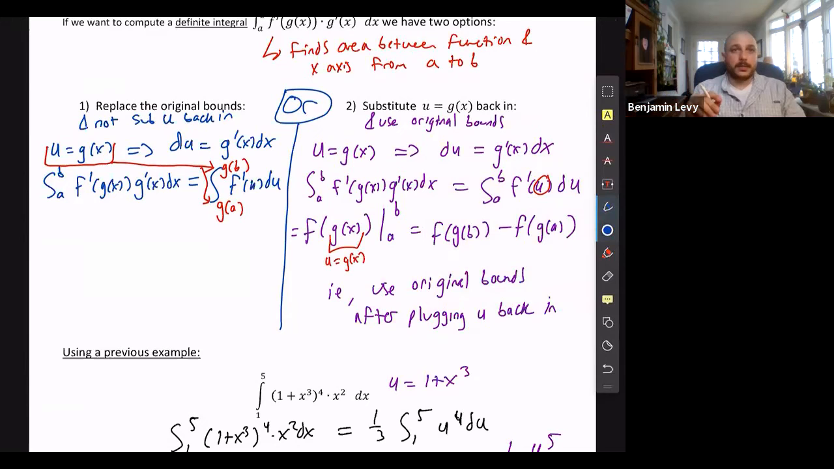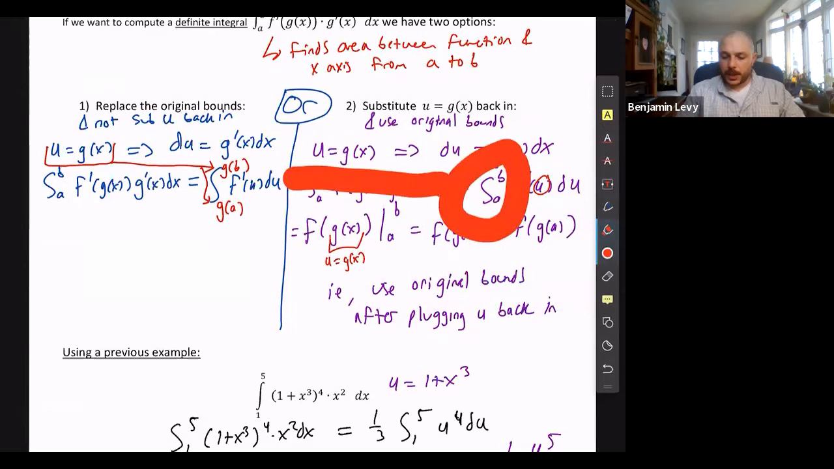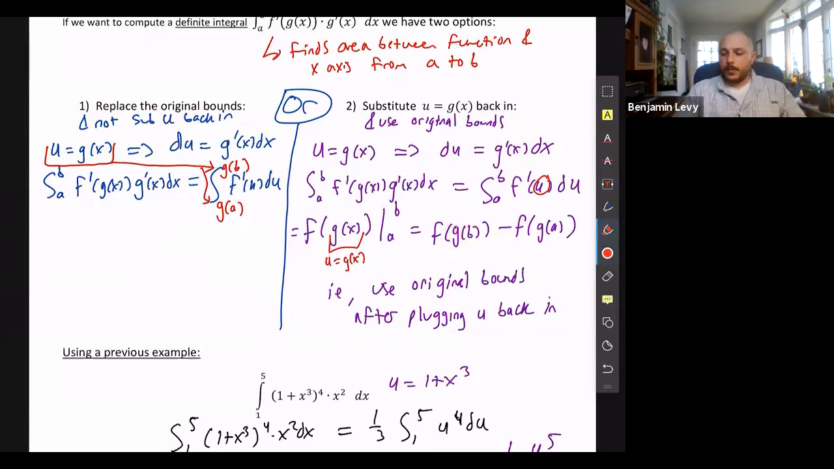Notice how in the last step, we had a's and b's here. There's no a's and b's anymore. It's g of a and g of b. That's the difference here. If we kept going with this method, we would work with our f function, and then we would plug in g of a and g of b.